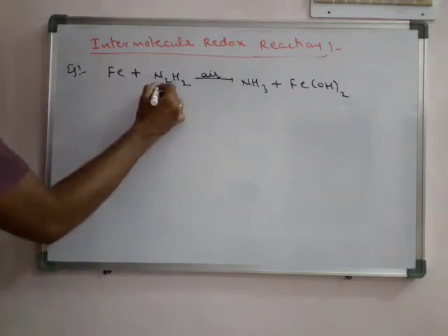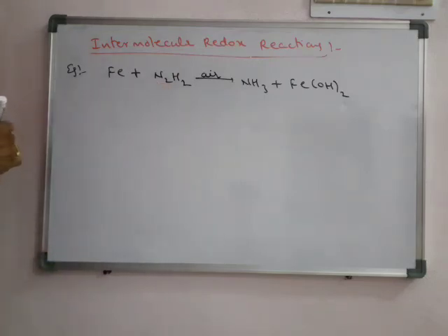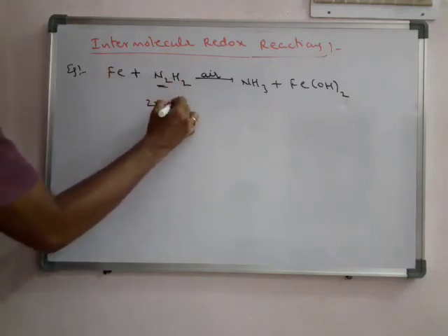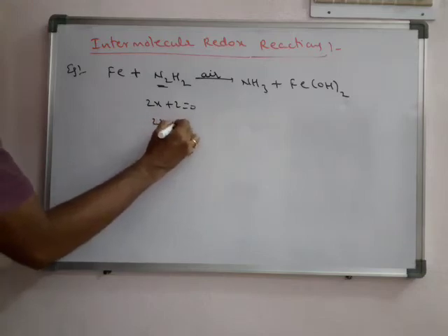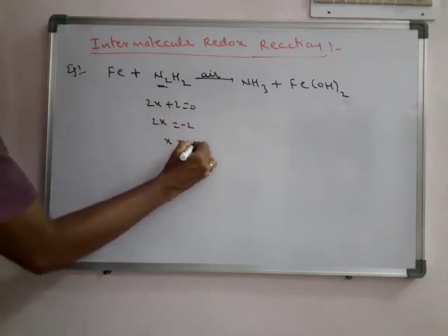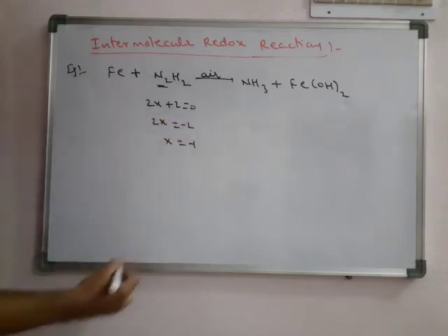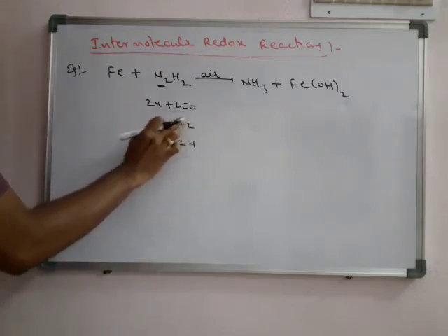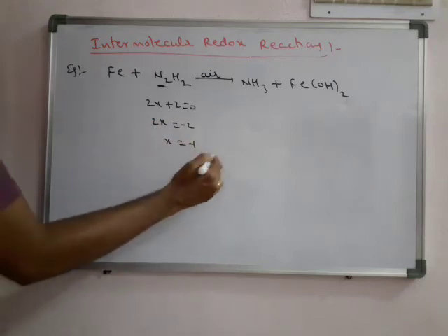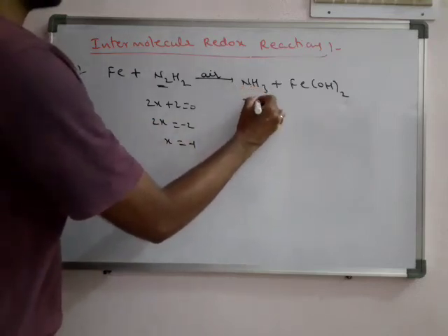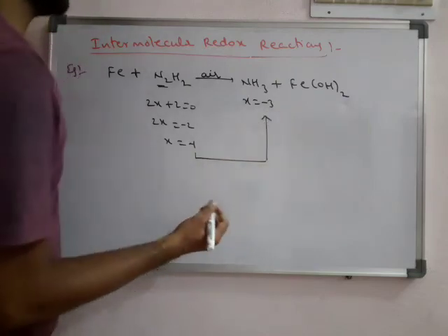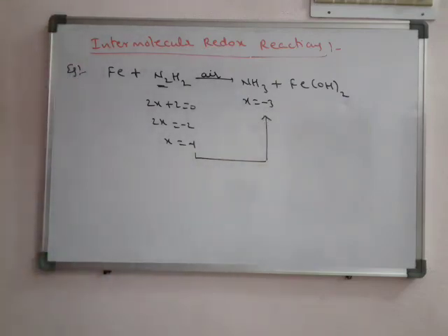Here, what is the nitrogen oxidation number? First check the nitrogen. 2x plus 4 equals 0. Here it is minus 2. Is it correct? Here what is the oxidation state of nitrogen in ammonia? That is minus 3. Minus 2 to minus 3. So it is a reduction. Write the sentence: that is reduction.